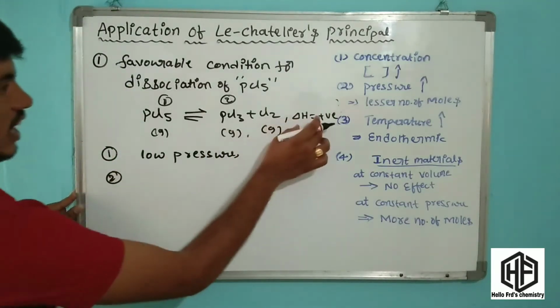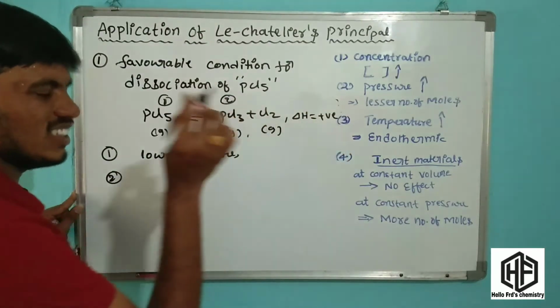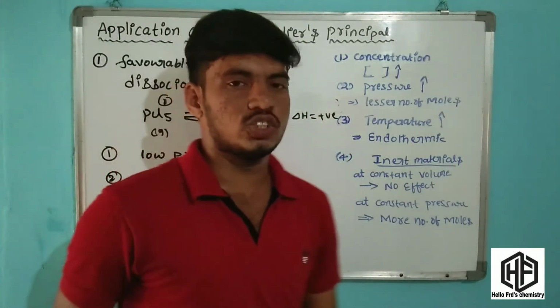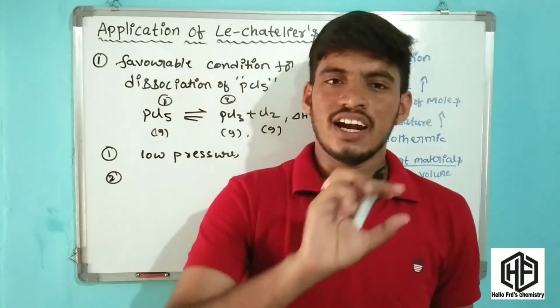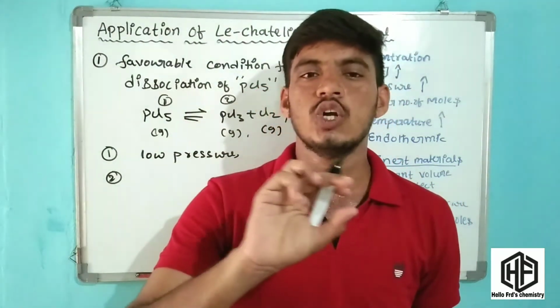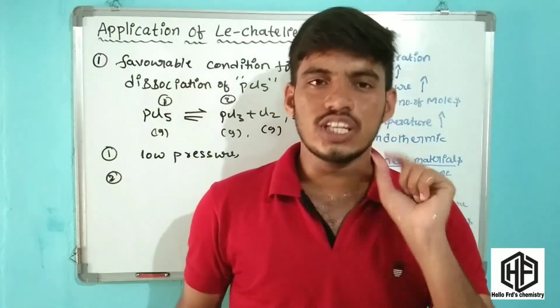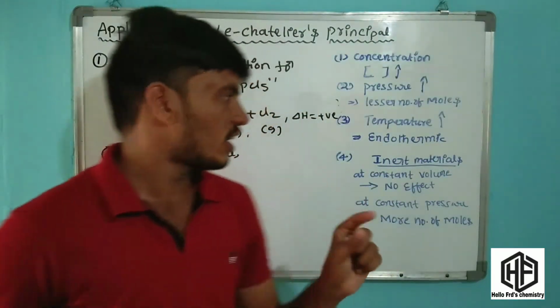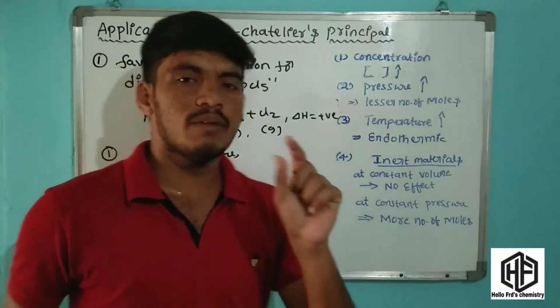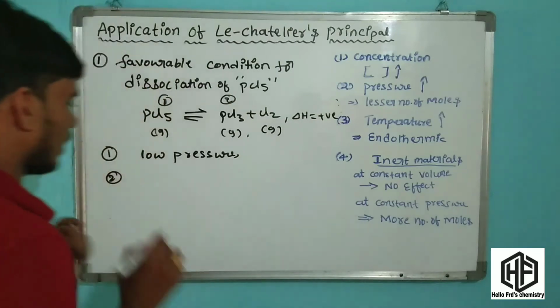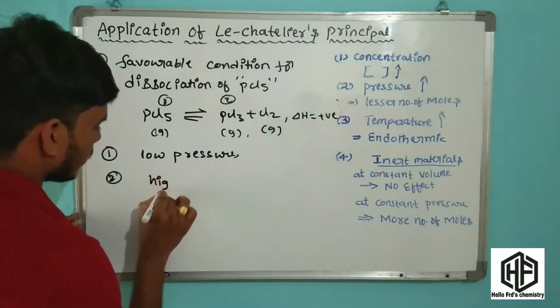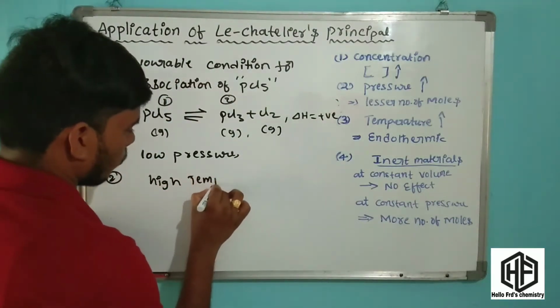And the second one is that delta H is positive. Delta H positive means the forward direction is an endothermic reaction. Friends, for an endothermic reaction, what is the favorable condition? High temperature is favorable.